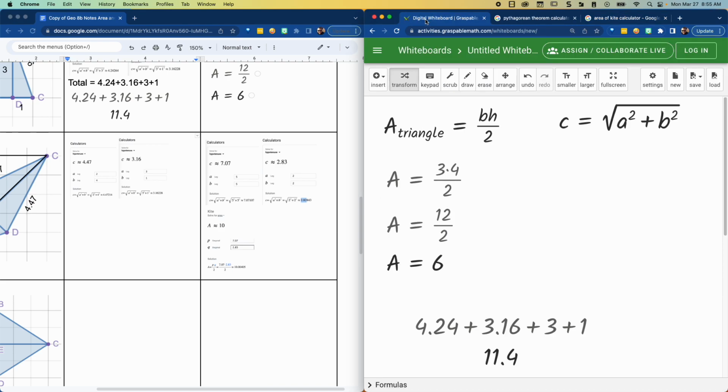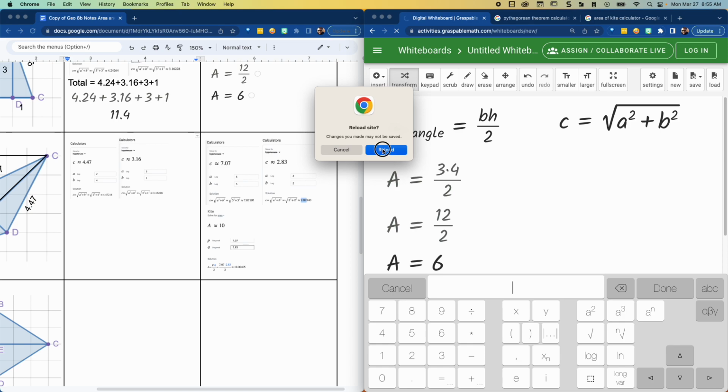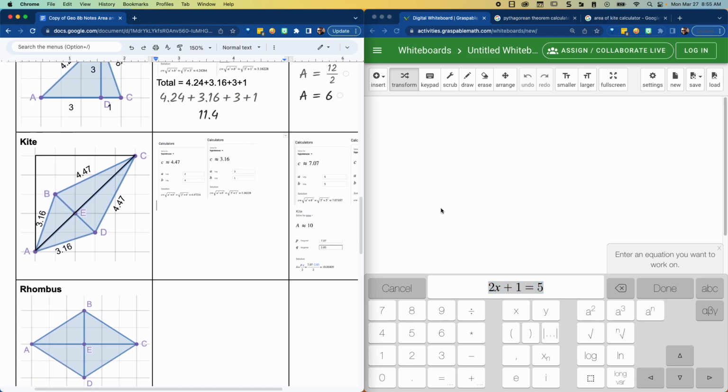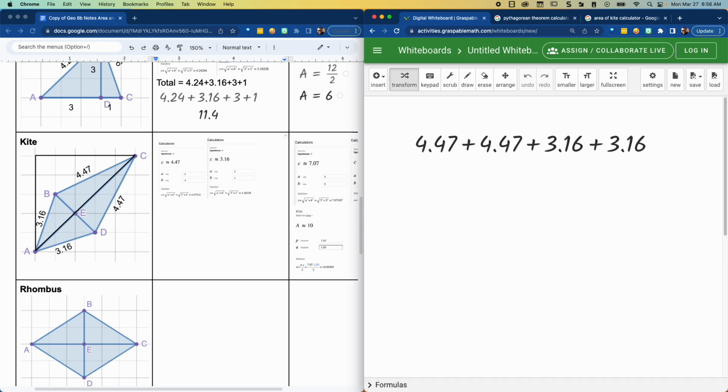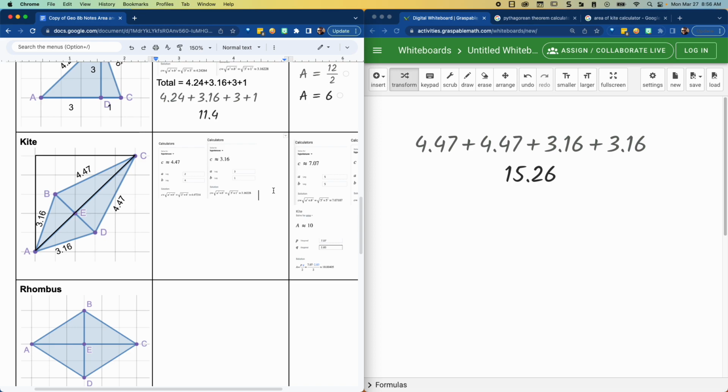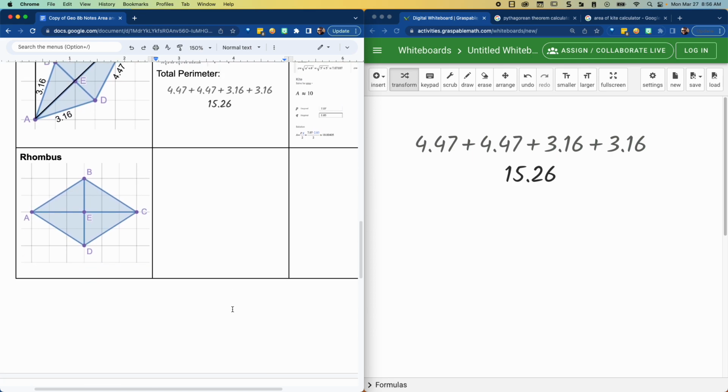For this other side, for the perimeter, I need to add up those two things. So let's refresh this page. I'm going to add up 4.47, 4.47, 3.16, 3.16. So that's just a simple calculation, but let's see what it comes out to. Plus 4.47 plus 3.16 plus 3.16. And all together, that's going to be about 15.26. So each of these questions is quite involved, meaning it's just got a lot of steps to it. Total perimeter is 15.26.